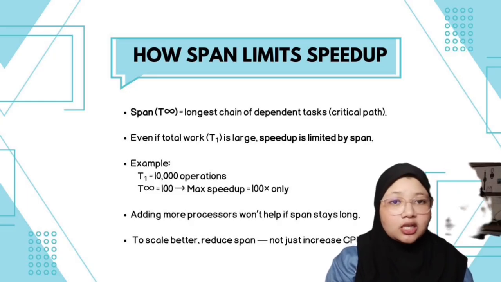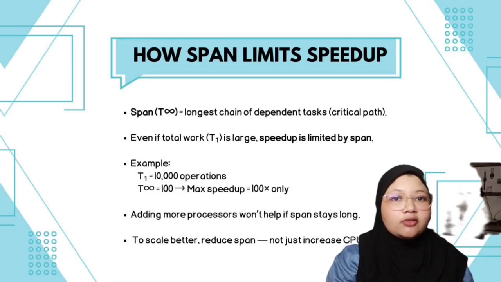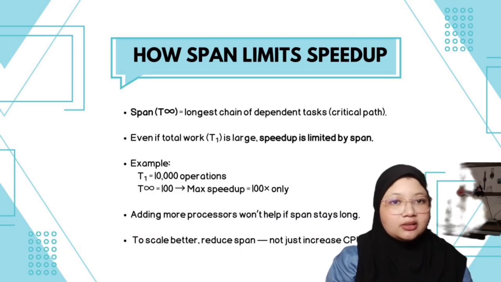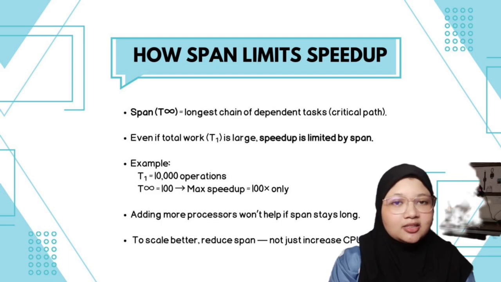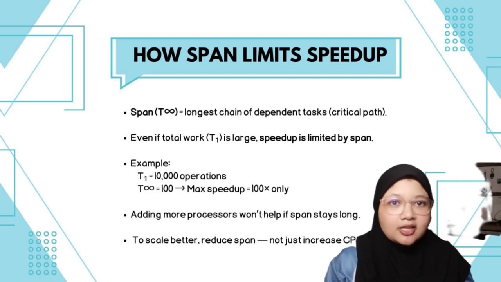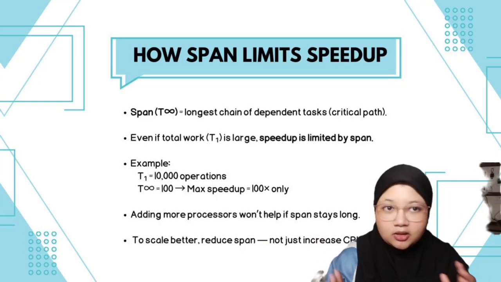Even if we have a very large amount of total work, and even if most of it can be done in parallel, we cannot ignore the span. This is because the tasks along the critical path depend on each other. That means they cannot run at the same time. They must be completed in order.